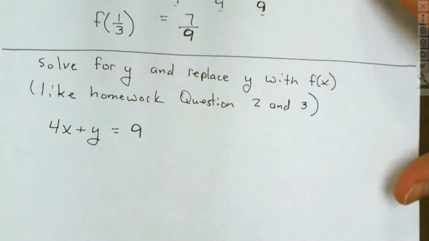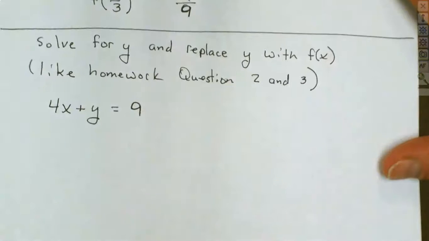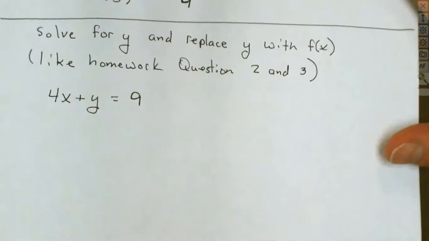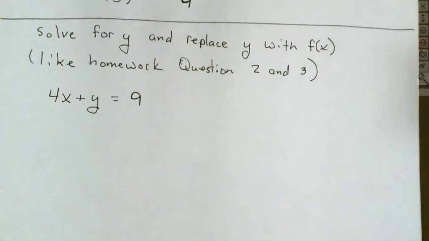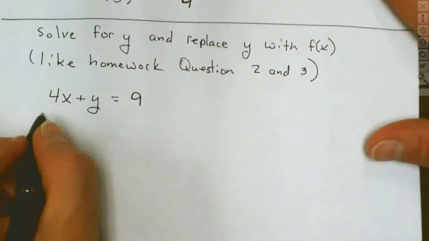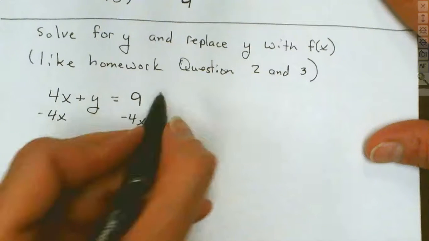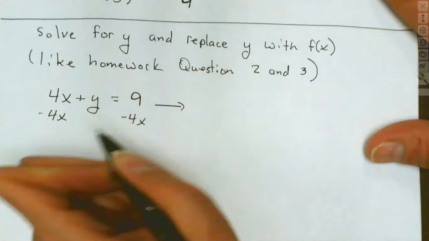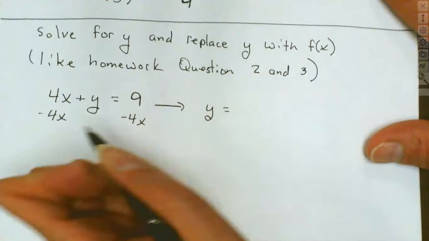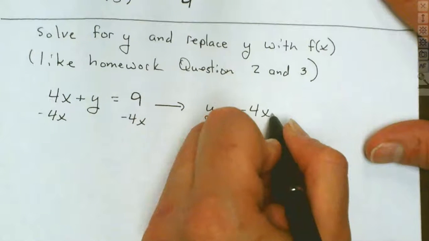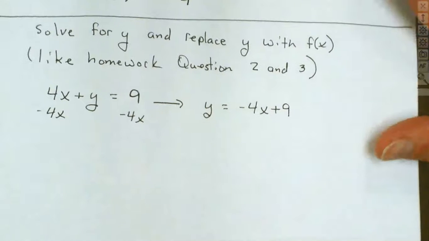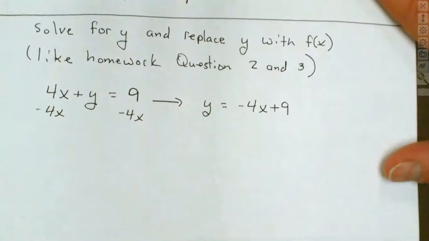So the directions are going to be solve for y and replace y with that f of x. That's it. We're not plugging in values. All we're doing is solving it for y. So we want to do that. So move that 4x over. So we've got to solve it for y. And that leaves you then with y equals negative 4x plus 9. Right? Nothing new. We've done this many, many times before.